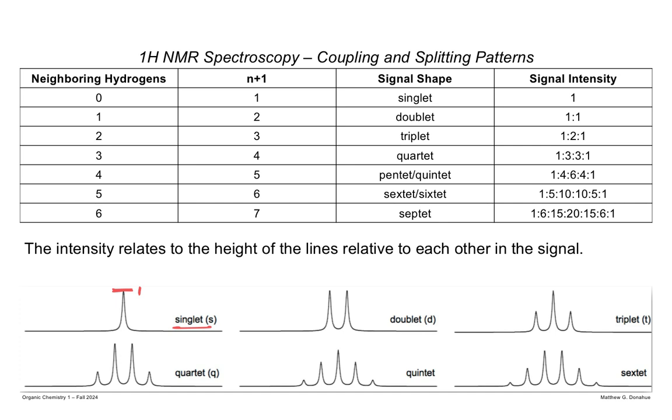So for a doublet, if we draw a line across, when we say that's 1 to 1, that's the intensity of those lines to one another. Then the triplet, if we start with the lowest, we say it's 1 to 2 to 1. So that's what that means. Quartet, 1 to 3 to 3 to 1.